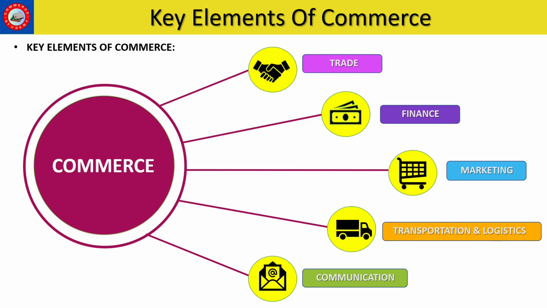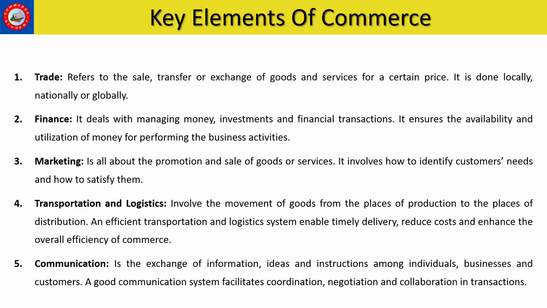Coming to the key elements of commerce: trade, finance, marketing, transportation and logistics, and communication. Let me define them. Trade. So trade is actually the process in which this transaction of goods and services happen. Okay? It's all about sale, transfer, or exchange of goods and services for a certain price. It is done locally, nationally, and globally.